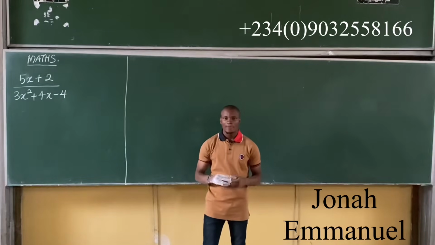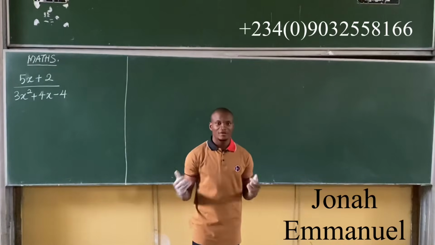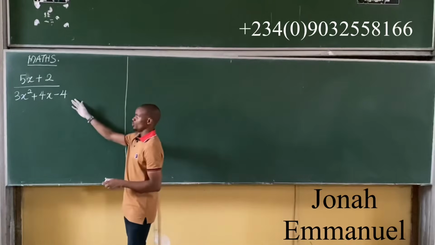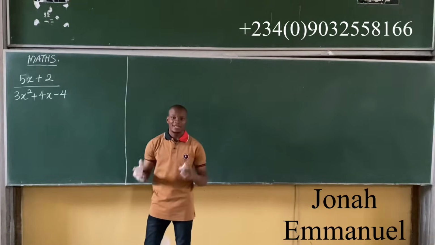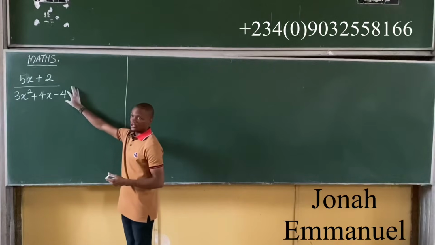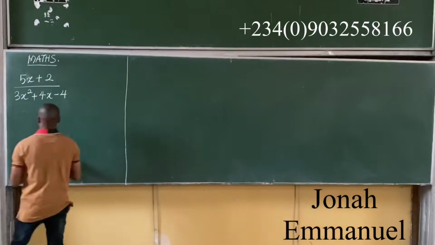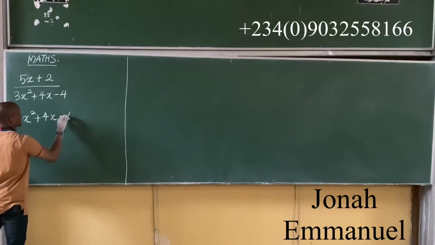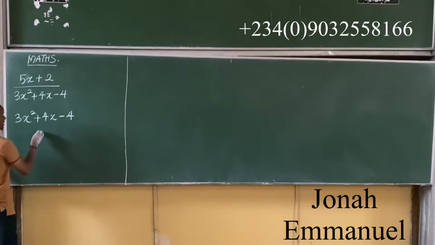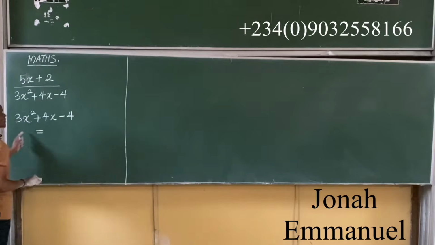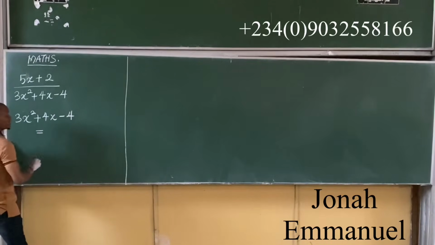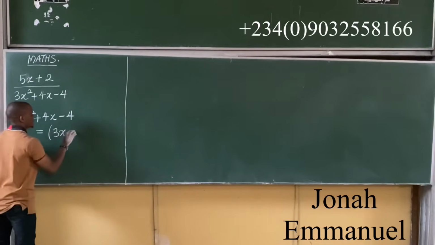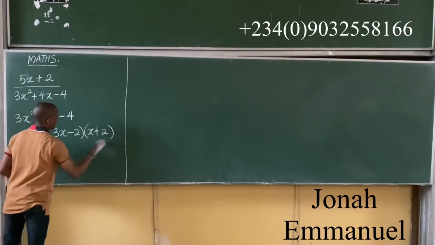Alright, so let's solve a second example on partial fraction. So let's say we're given to resolve this into partial fraction. As I said, your first task is to always consider your denominator. In this case, the denominator here is 3x squared plus 4x minus 4. This is a quadratic equation, and if I factorize this using the idea of quadratic equation, this will give 3x minus 2 into x plus 2.